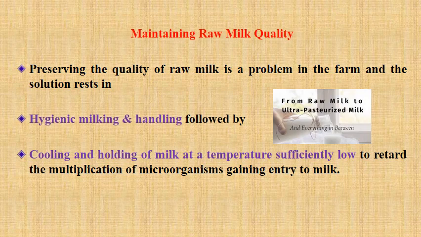So about the shade, environment, animal, workers, vessels. Now after the milking we have the raw milk. Now maintaining that raw milk quality is very, very important. So preserving the quality of raw milk is a problem in the farm, and the solution rests in hygienic milking followed by hygienic handling of milk.